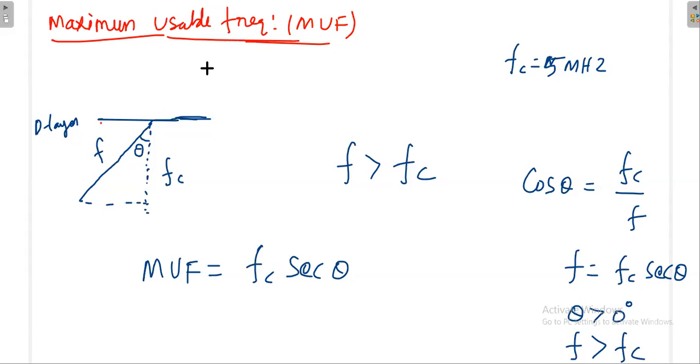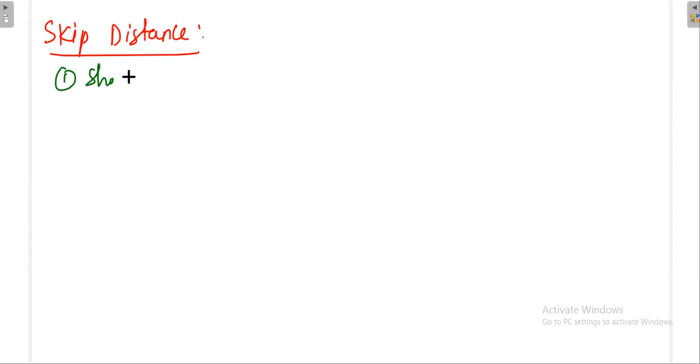Next one is skip distance. Skip distance, the definition is the shortest distance from the transmitter to the receiver.